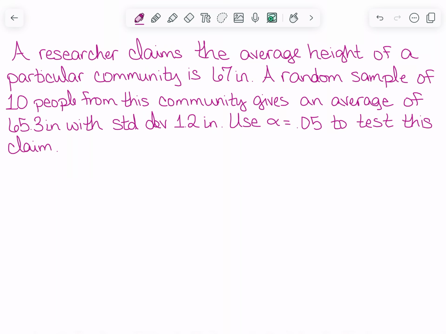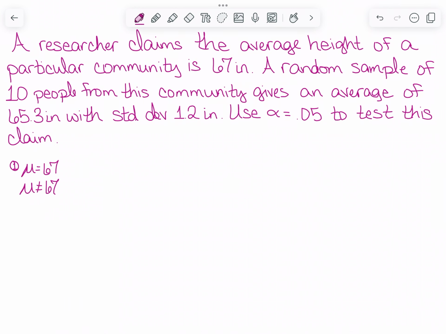A researcher claims that the average height of a particular community is 67 inches. A random sample of 10 people from this community gives an average of 65.3 inches with a standard deviation of 1.2 inches. I want to use alpha equal to 0.05 to test this researcher's claim.